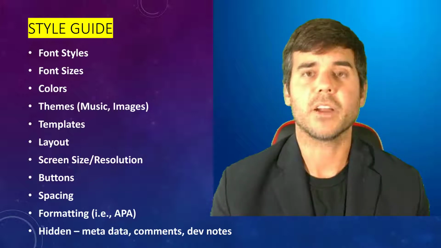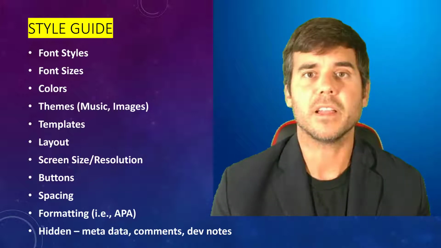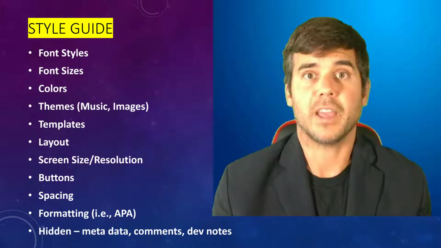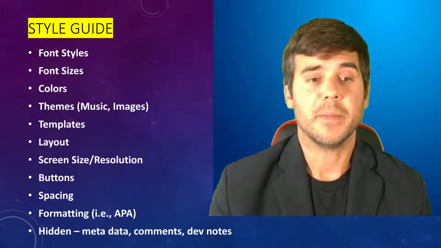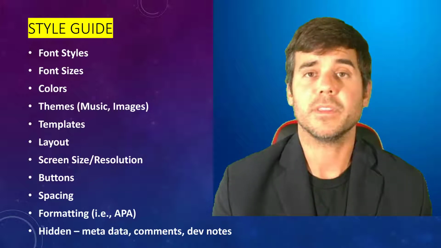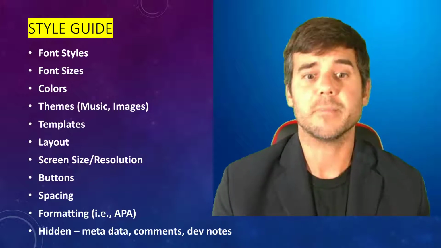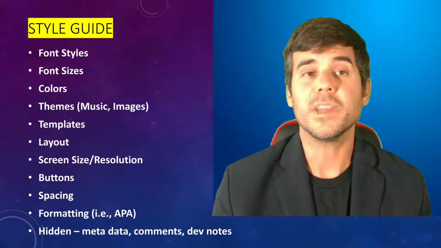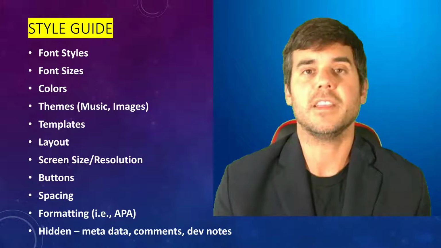And then formatting: are we using a style like APA, or something of that nature? Are we going to define our layout that way? And then are we having hidden data within each of these files, like things for SCORM, like metadata? Are we going to have comments? Are we going to have some kind of developer notes? We define all of this stuff in the style guide.